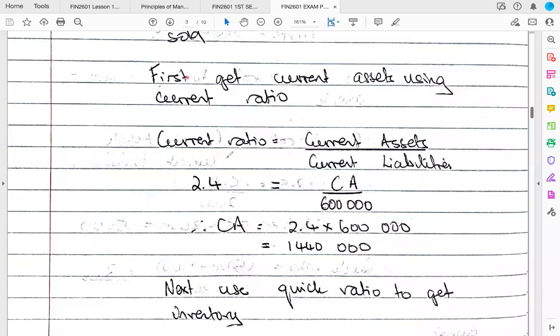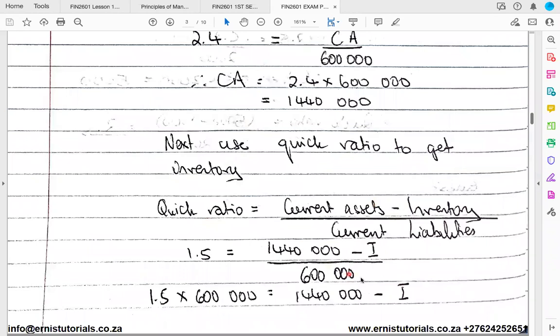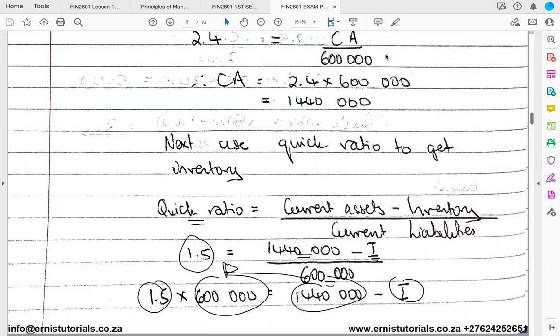We can cross multiply to calculate our current assets. We simply take our current ratio, multiply it by our current liabilities, and then we can get our current assets. Next, we can substitute those current assets and the current liabilities into our quick ratio. Then we can solve for our inventory. Quick ratio is equal to the current assets minus inventory over the current liabilities. Cross multiply, 1.5 times our current liabilities is equal to our current assets minus inventory.